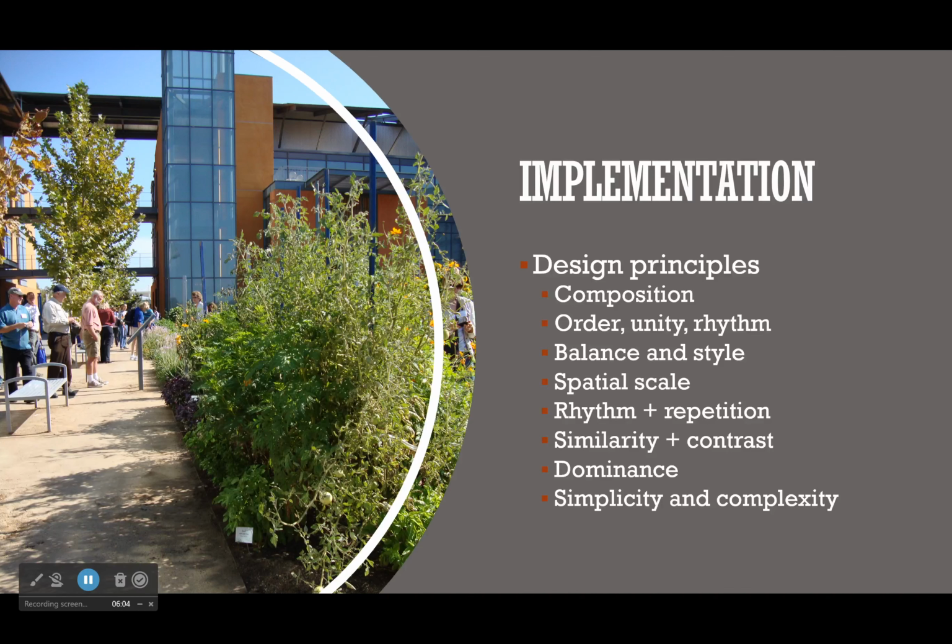So understand spatial scale. Rhythm and repetition is really good if you want to move your eye along and move your eye down a path to get to somewhere. Dominance is important if you want to showcase something and have your eye go to something. If you want to stand at your kitchen counter and look out at a specific place. And sometimes simplicity is much harder to do than complex.